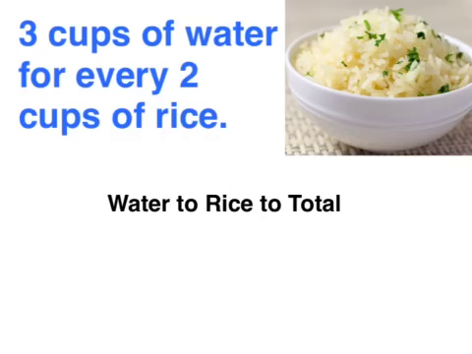Now back in the definition I said a ratio relates two or more quantities. So you can actually have ratios that have tons of different quantities. And here's an example of a ratio with 3 quantities. We could have the ratio of water, cups of water, which is 3, to rice, cups of rice, which is 2, to the total amount of cups, which is 5. That's another proper ratio. 3 to 2 to 5 is the ratio of water to rice to total.